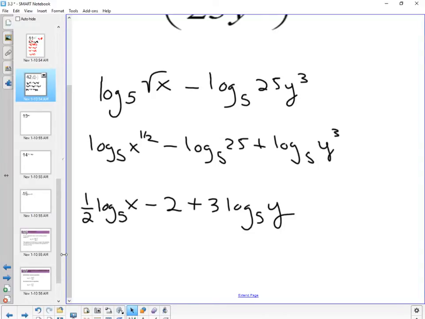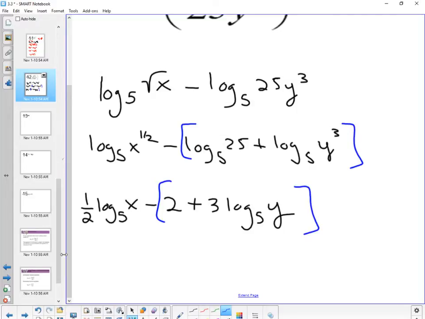I don't get how you got the... Can I ask you a question? Yes, please. How come the log 5 of 25 and the log 5 of y to the third aren't in parentheses? You mean like this? You could, but it's not necessary.